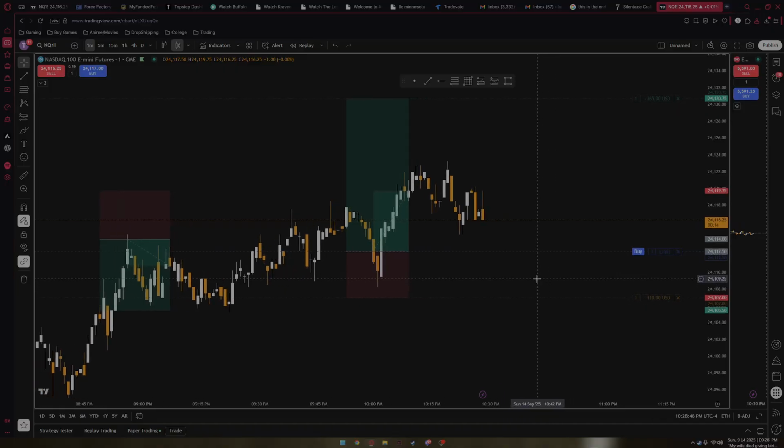Wait, what do those little lines mean? The little dotted lines, the smaller ones on the bar? No, like on the candle or whatever. The wicks, you said? Yeah, the wicks. What do those mean?